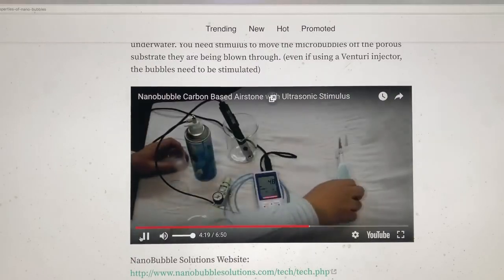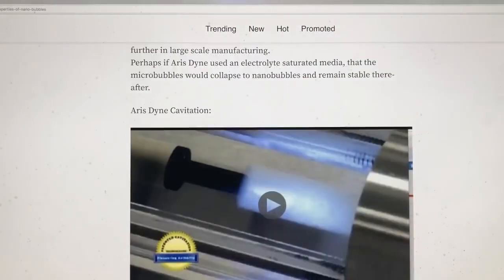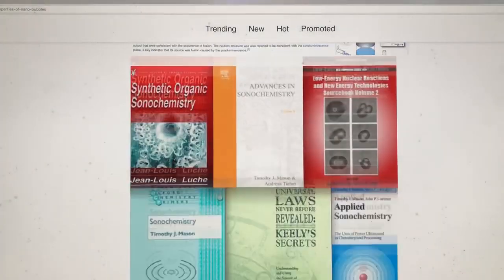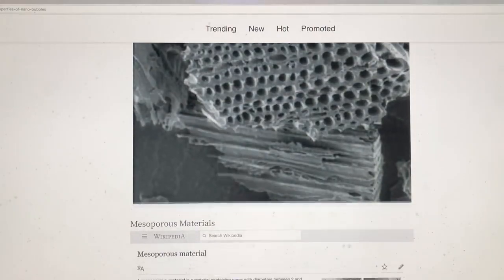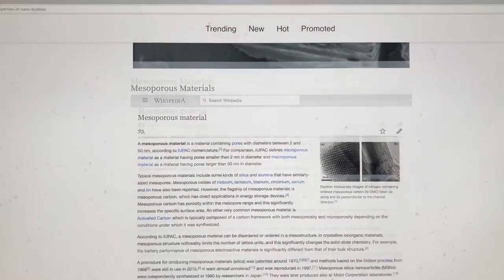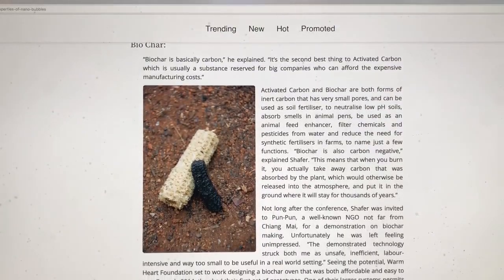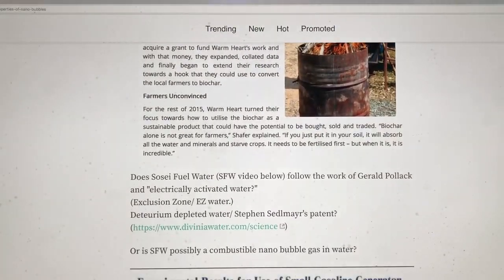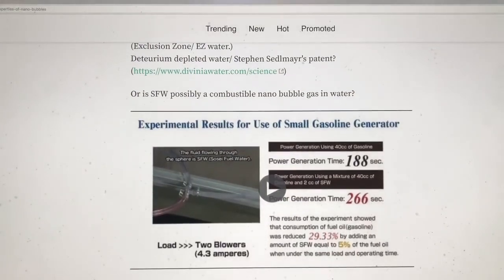And other examples. So you can go through this Steemit article called Fantastic Properties of Nanobubbles. I compiled all of this information together, speculating this and that.